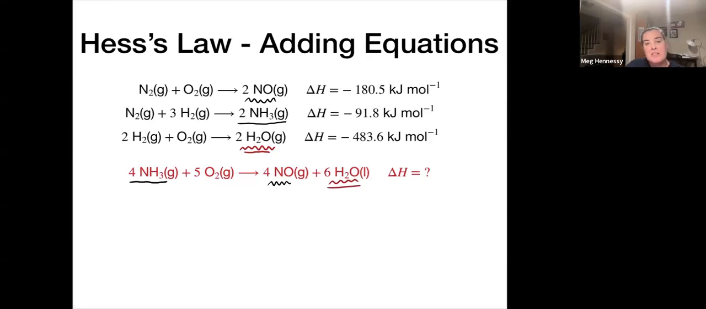Why didn't I circle the oxygen? Because oxygen does appear in 2 equations. And so I don't have a lot of control about how that coefficient is going to work out independently. So I'm just going to hope that that works. And I promise that it will.